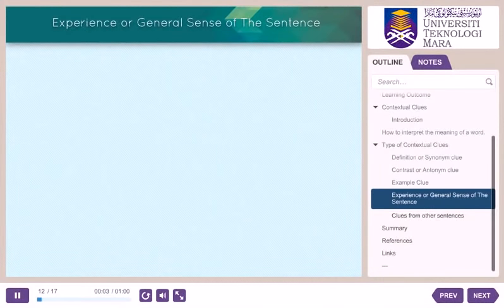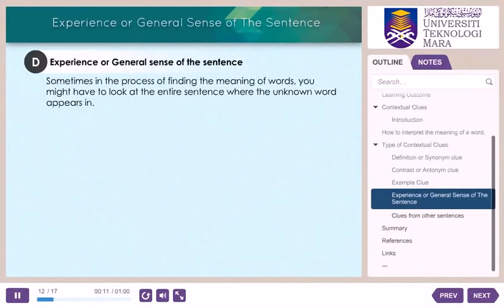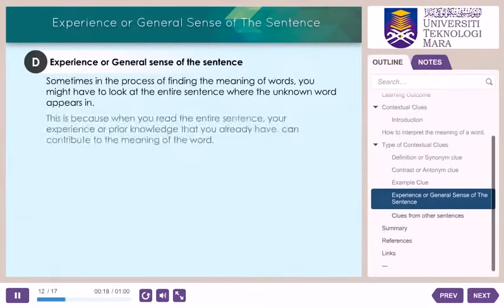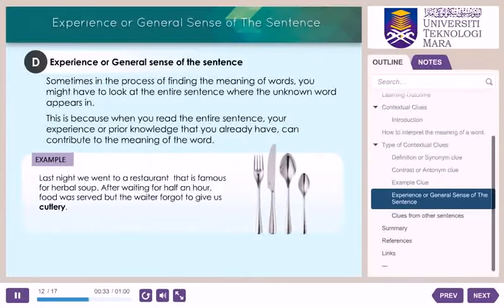Experience or general sense of the sentence. Sometimes in the process of finding the meaning of words, you might have to look at the entire sentence where the unknown word appears. This is because when you read the entire sentence, your experience or prior knowledge can contribute to the meaning of the word. This is yet another example of a clue where your experience contributes to the meaning of an unknown word.